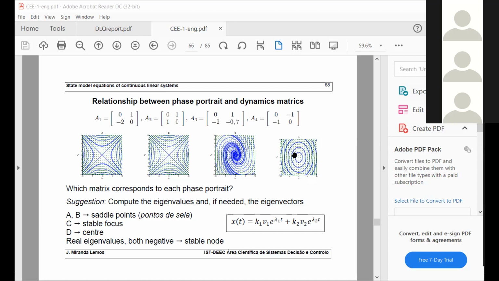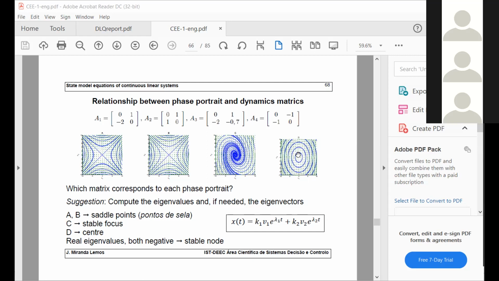Remember that you have two conjugate terms. In the end, you will have just a real oscillation, but it's an oscillation. You don't have damping. So the eigenvalues of A1 are pure imaginary. You have an oscillation, which here corresponds to closed curves. Any question?